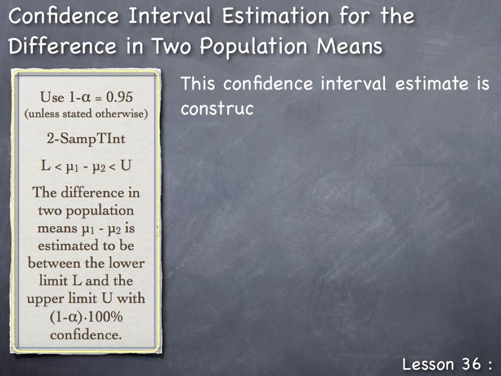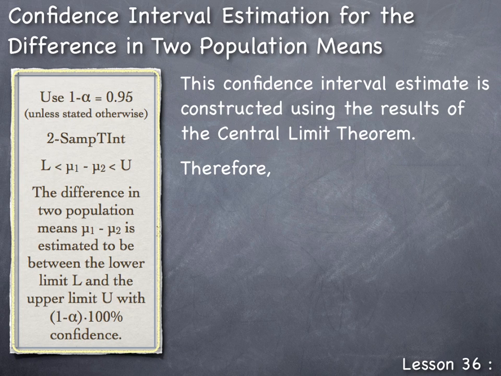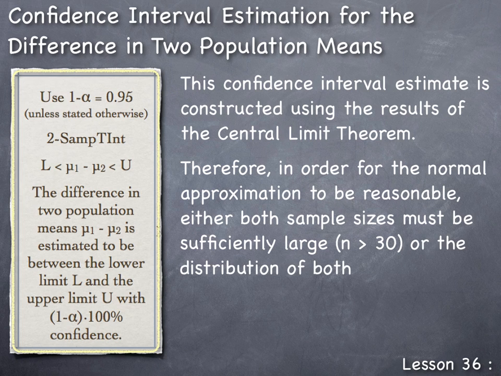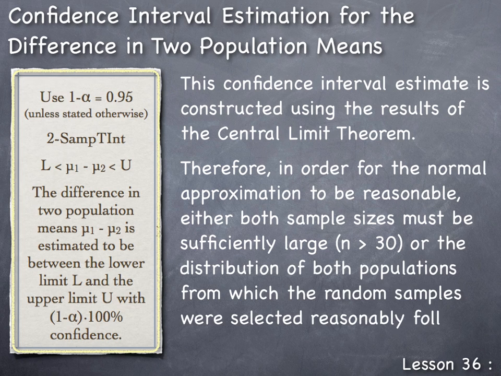This confidence interval estimate is constructed using the results of the central limit theorem. Therefore, in order for the normal approximation to be reasonable, either both sample sizes must be sufficiently large, that is, both n1 and n2 have to be greater than 30, or the distribution of both populations from which the random samples were selected must reasonably follow a normal distribution.